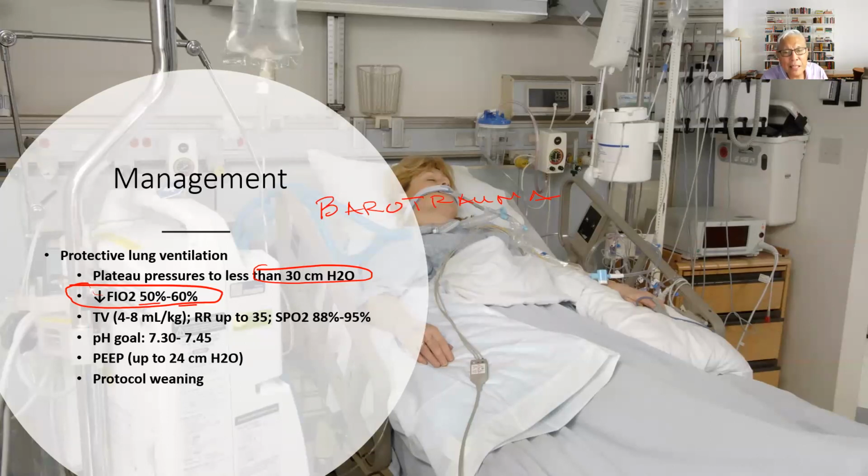We also want to maintain the O2 saturation of the patient at around 88 to 95%, and the pH at around 7.30 to 7.45. All right. So you now understand what PEEP is. And so those are the interventions that would allow us to increase the oxygenation of the patient.